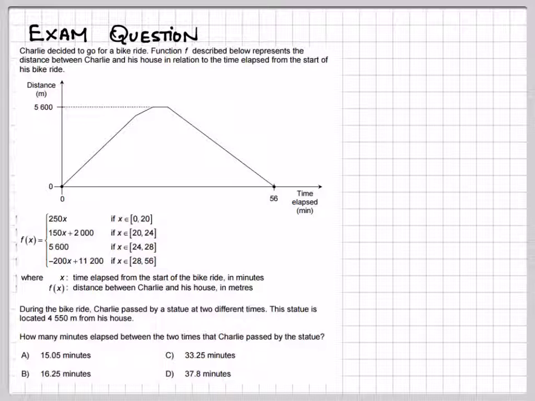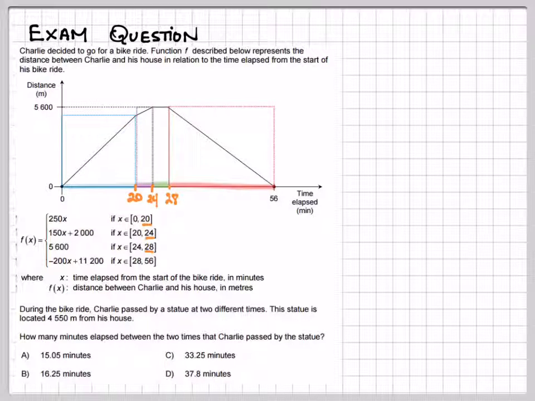During the bike ride, Charlie passes a statue at two different times. This statue is located 4,550 meters from his house. How many minutes elapsed between the two times that Charlie passed the statue? Let's break this graph up into its four pieces by drawing boxes around each piece. Now I've got the blue box, the purple box, the green box, and the red box.